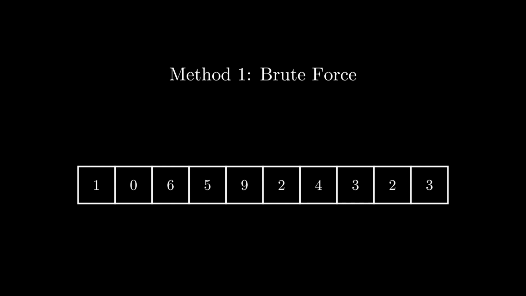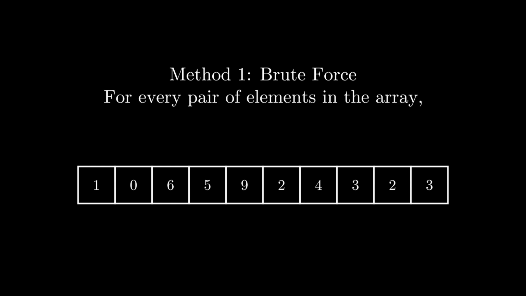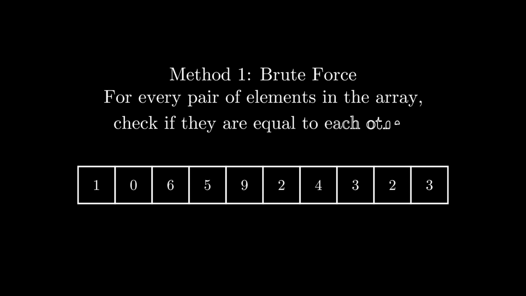So let's look at the brute force solution for this problem. For every pair of elements in the array, check if they are equal to each other. If they are equal to each other, then you've found duplicates. So how do we check all pairs?